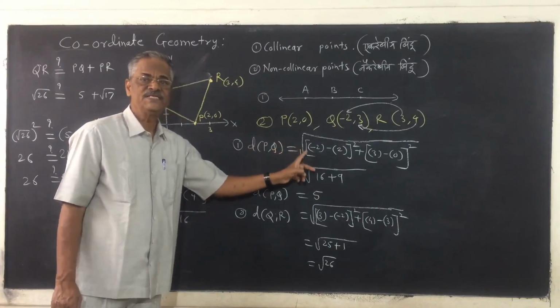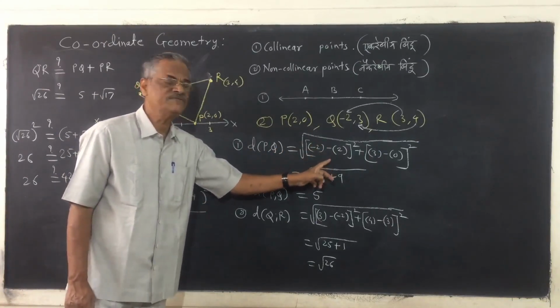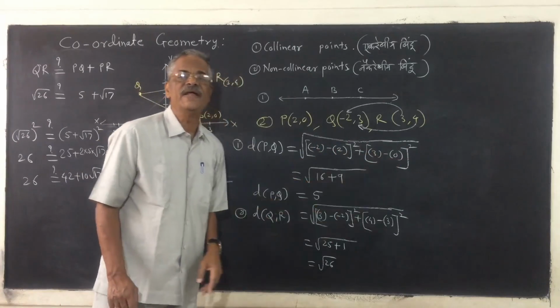What is that formula? Distance formula: x2 minus x1 bracket square plus y2 minus y1 bracket square.